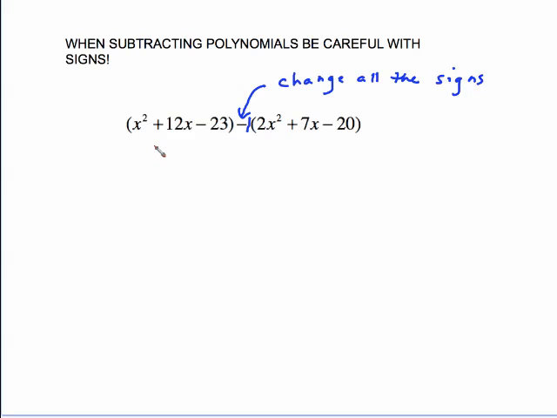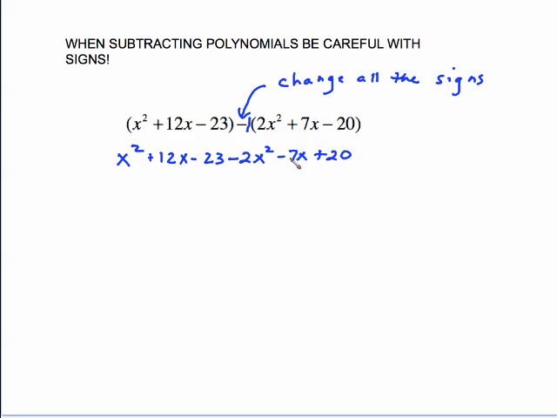So I can string this out horizontally. I can have x squared plus 12x minus 23. Changing all of these signs. Used to be a positive 2x squared, so now it is negative. Used to be a positive 7x, now it is negative. Used to be a negative 20, now it is positive.